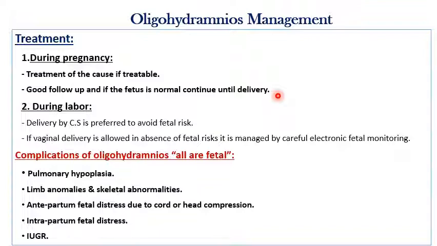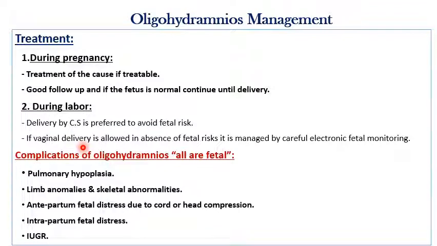During the course of labor, cesarean section is preferred to avoid fetal risk and avoid fetal asphyxia by avoiding fetal umbilical cord or head compression. If vaginal delivery is decided, again you should follow up this fetus by good partogram and electronic fetal monitoring.